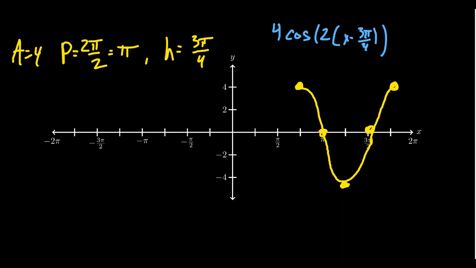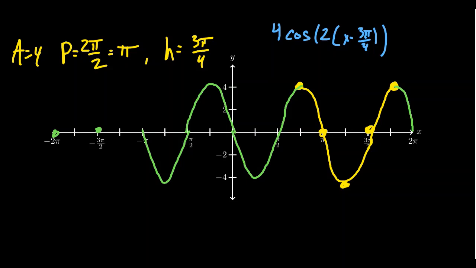It didn't specify domain, so we should just fill in the grid lines that are provided to us. So just filling in the rest of it, we get a picture that looks something like this. Like so. And so notice what I'm doing is every other tick mark I'm going to get an x-intercept. And then between them, I get a maximum or a minimum, right? I have to go up to 4 and down to -4. And we get something like this. All right. So this gives us the graph of the function we provided.